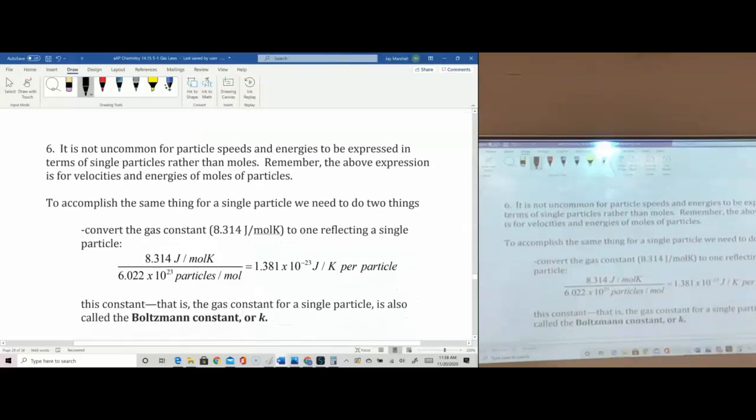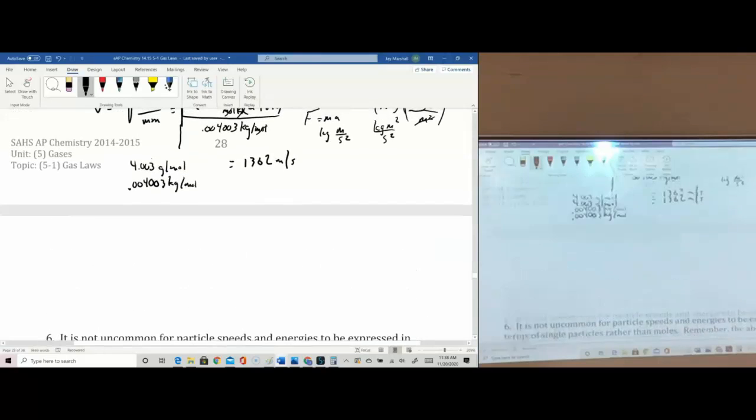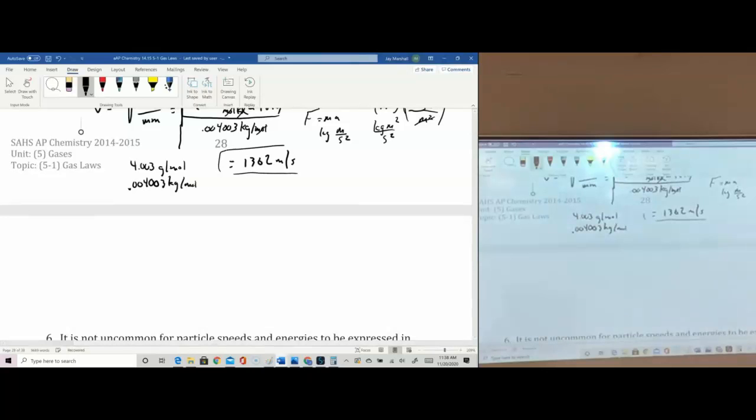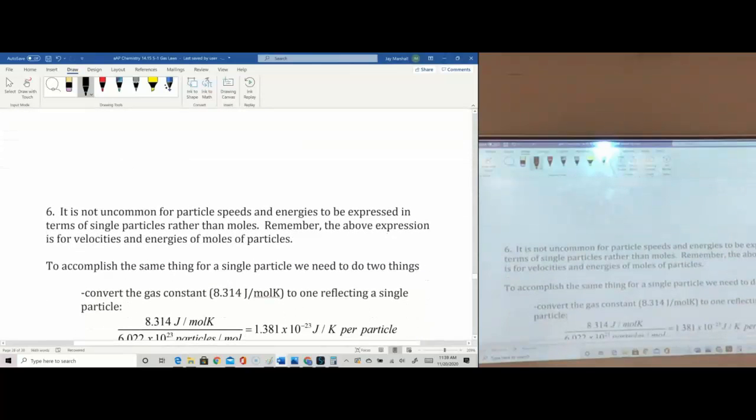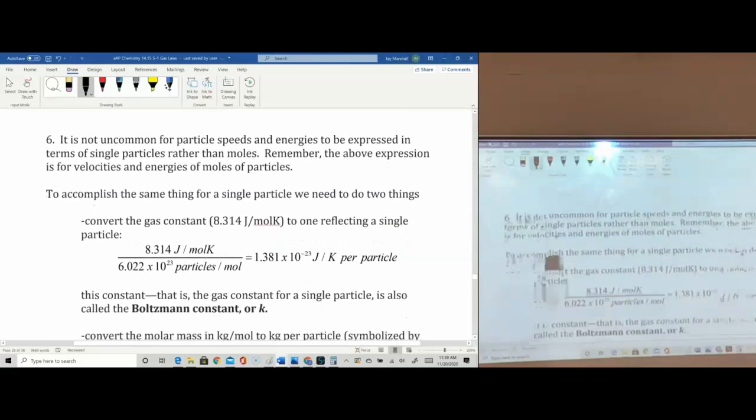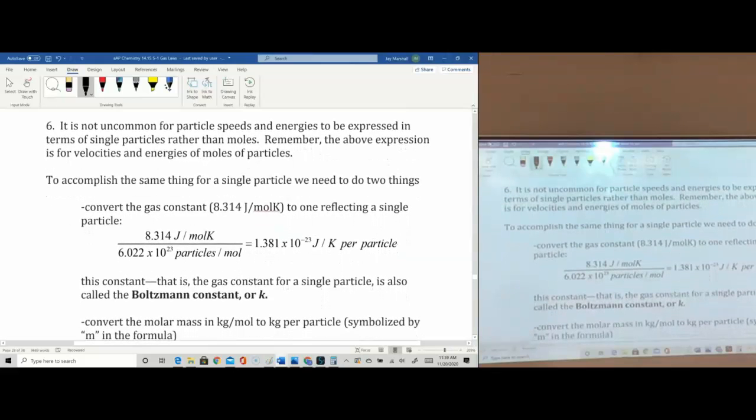Although it's not common for those to actually be on the AP test, it's not uncommon for particle speeds and energies to be expressed in terms of single particles rather than moles. So this is the average per mole of particles. Every particle in there has an average speed of that. But sometimes I want to know about the velocity and energy of a single particle.